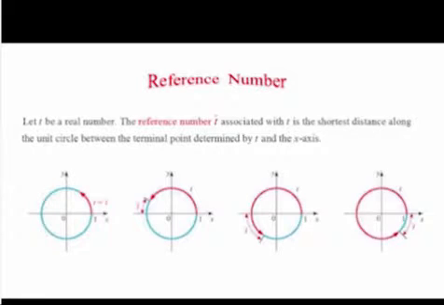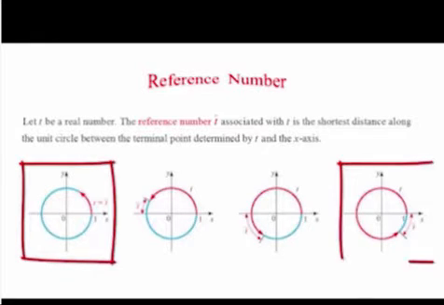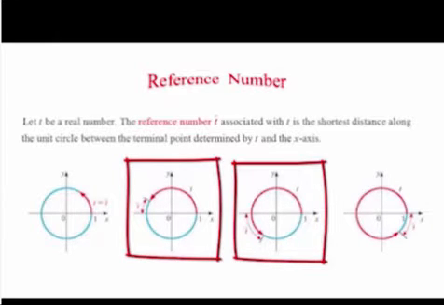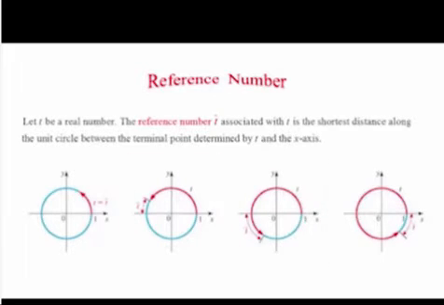Take a look at these graphs. To find a reference number t bar, it's helpful to know the quadrant in which the terminal point determined by t lies. Notice in the first and fourth graph, the terminal points lie in the quadrants 1 and 4, where x is positive. We find reference number t bar by moving along the circle to the positive x-axis. Looking at graphs 2 and 3, the terminal points lie in quadrants 2 and 3, where x is negative. Here we find t bar by moving along the circle to the negative x-axis. Now to an example.